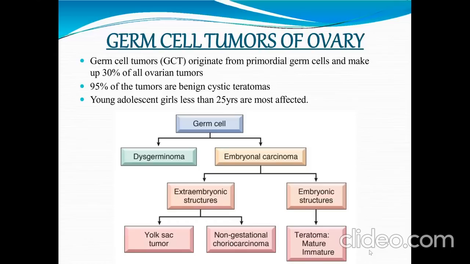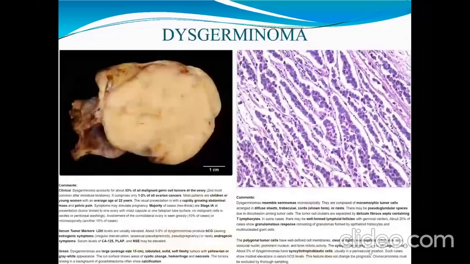And in this photo, which has again been lifted directly from your Robbins, a very nice diagram has been given to help you remember what the various germ cell tumors are. The first one being dysgerminoma, and the other ones come under the heading of embryonal carcinomas. Then, under embryonal carcinomas, we have tumors arising from extraembryonic structures and tumors arising from embryonic structures. Tumors arising from extraembryonic structures are yolk sac tumors and choriocarcinoma. Tumor arising from embryonic structures is teratoma, mature or immature.